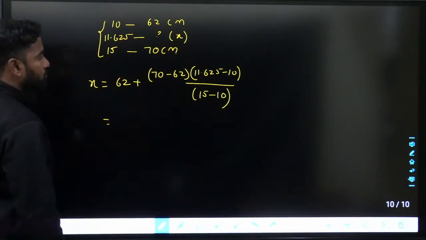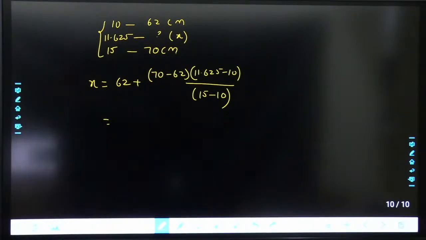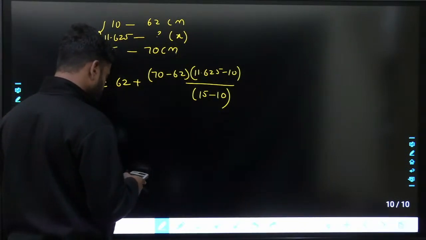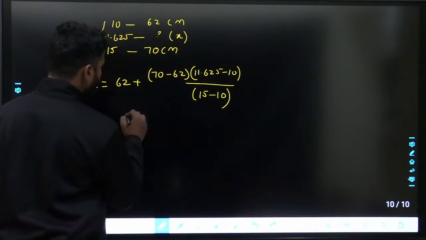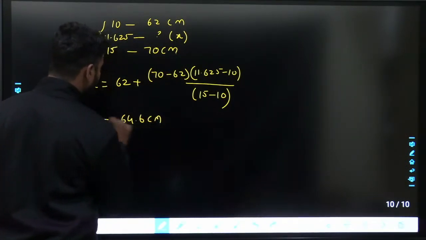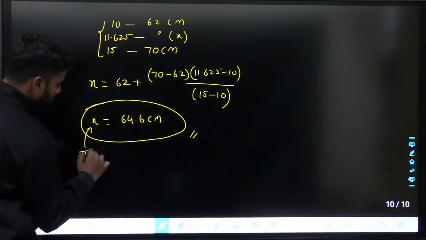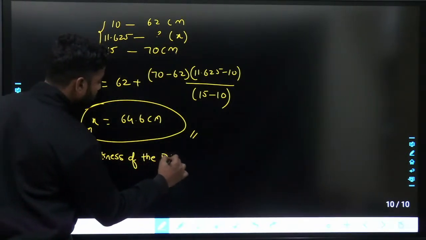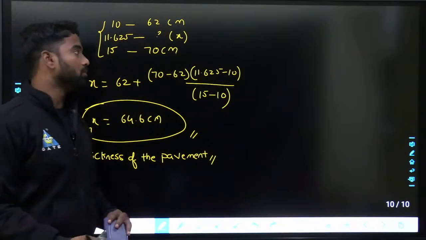So what is this value? 1.625 upon 5 multiplied by 8, that is 1.625 multiplied by 8 upon 5, plus 62. That is approximately 64.6 centimeters. This is the value of x, that is the thickness of the pavement. Thickness of the pavement is 64.6 centimeters.